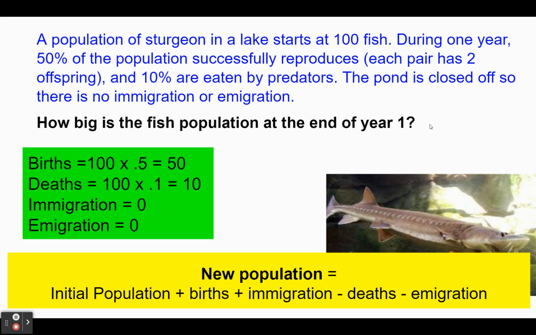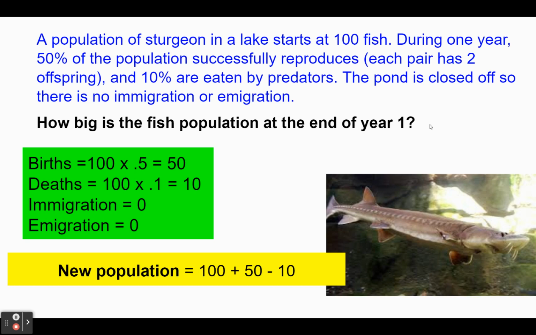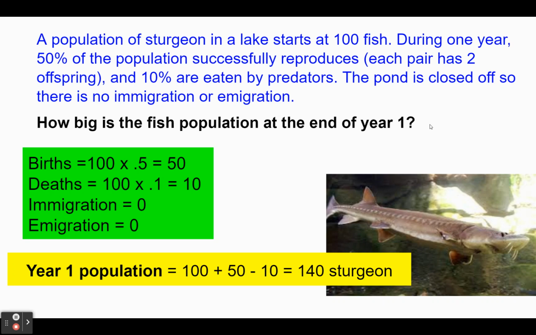So let's now plug all of these numbers into the equation below. Our new population equals our original 100 plus our births, 50, minus our deaths, 10. There's no immigrants and no emigrants. So our new population is going to equal 140 sturgeon fish.